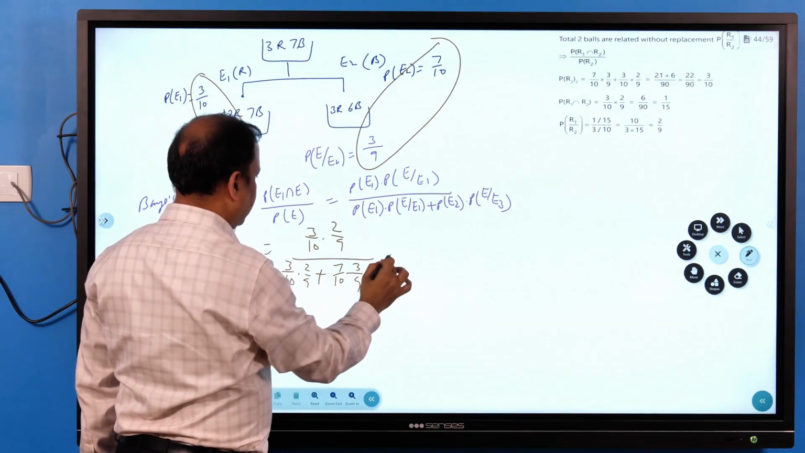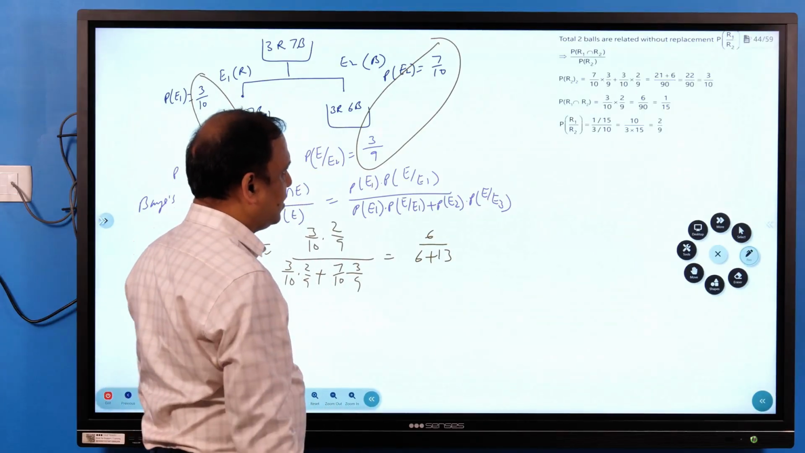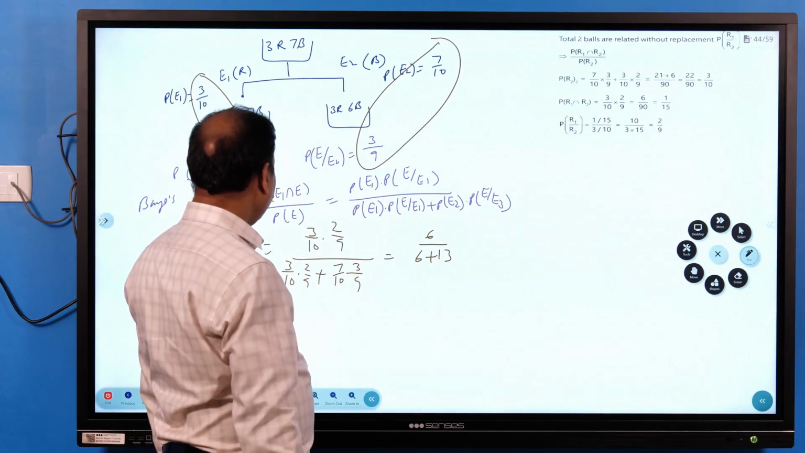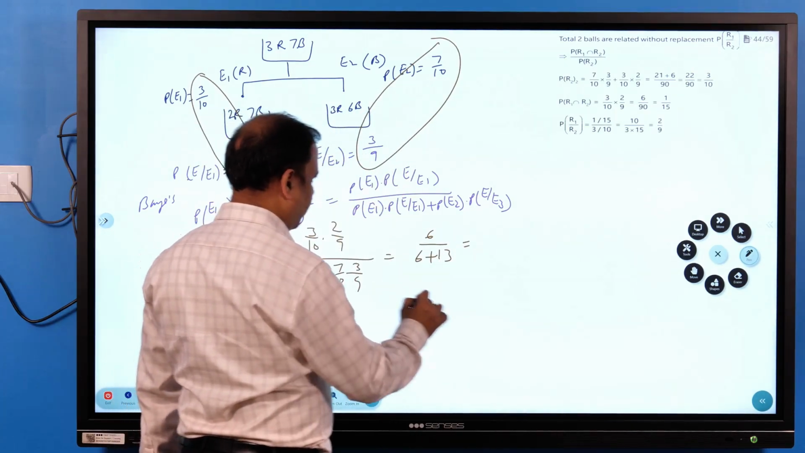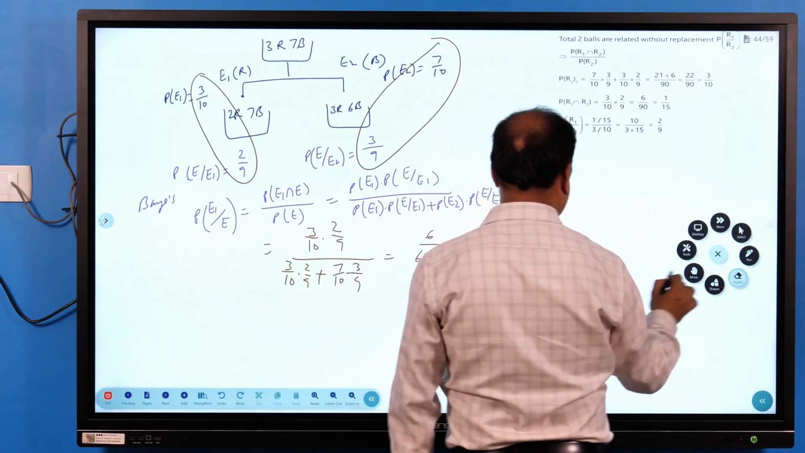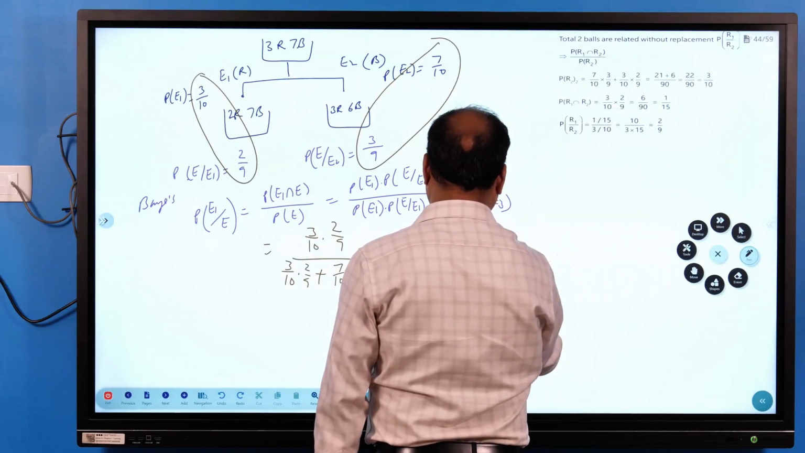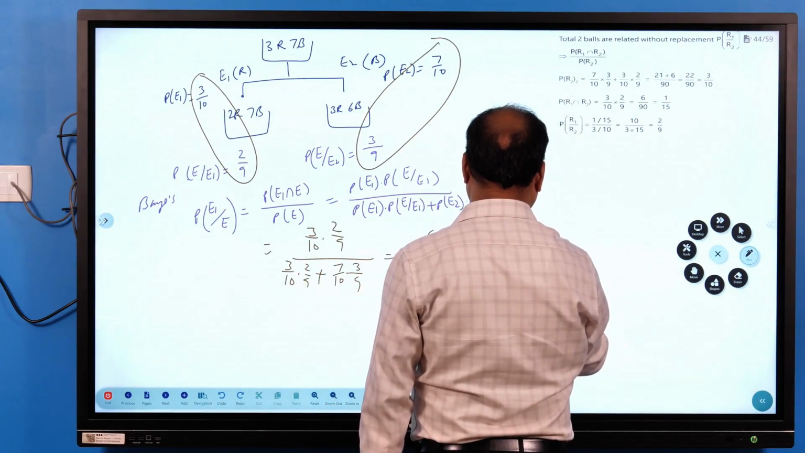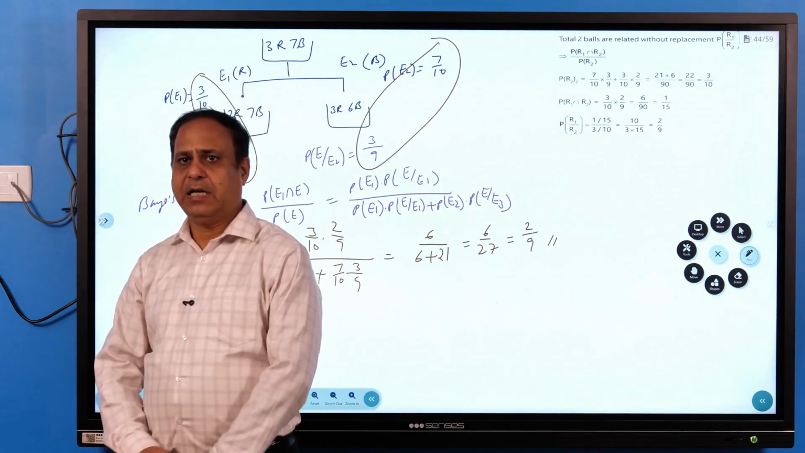So 90 will cancel. So 6 upon 6 plus, 3 into 2 is 6. So the answer must be 6 upon 6 plus 21. Sorry, this will be 6 plus 21, 7 into 3 is 21. 90 will cancel. So 6 upon 27. Then 27 cancels by 3, and 2 upon 9 will be the answer of this. So thank you.